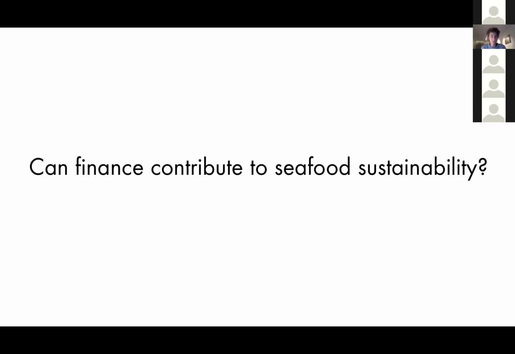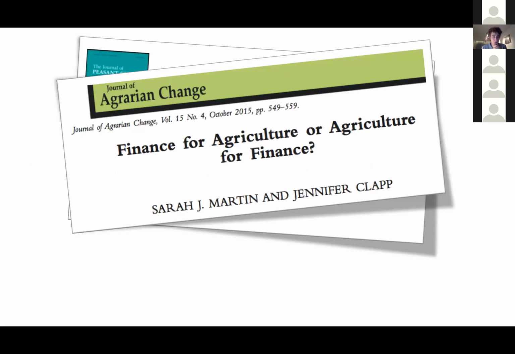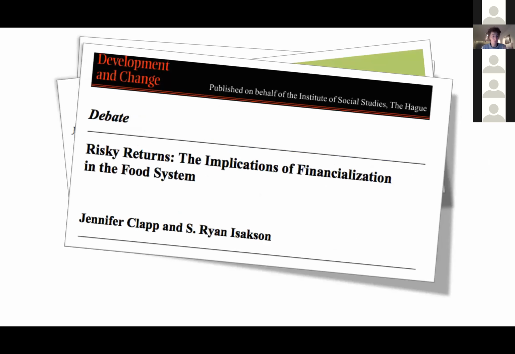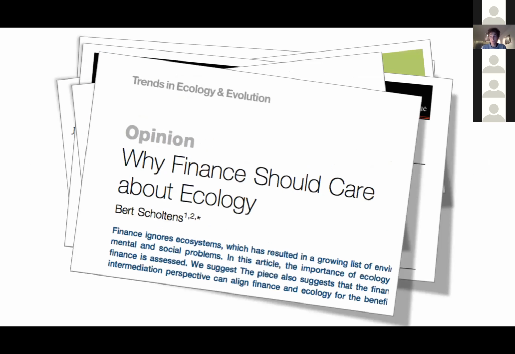And if you look at the literature, there's quite a bit when it comes to finance and agri-food and the agriculture system. You will find finance and the role of transformation in the agri-food supply chain, this idea of finance for agriculture or agriculture for finance, and so on. And there are a couple of papers, a dialogue on why ecologists should care about financial markets, published a couple of years ago, and the response about why finance should care about ecology.